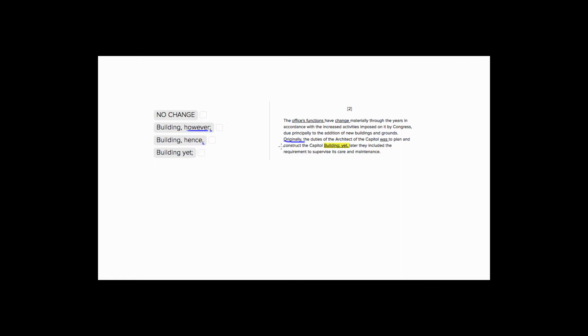Okay, so here we have a standalone sentence which is talking about the original or initial duties of the architects of the Capitol. So let's look at our first choice. It puts a semicolon between this building and yet. So this is a standalone. Let's look. Yet later they included the requirement to supervise its care and maintenance. Also standalone. So this is a good use of the semicolon. So we can leave that one in. Let's look at our next semicolon.